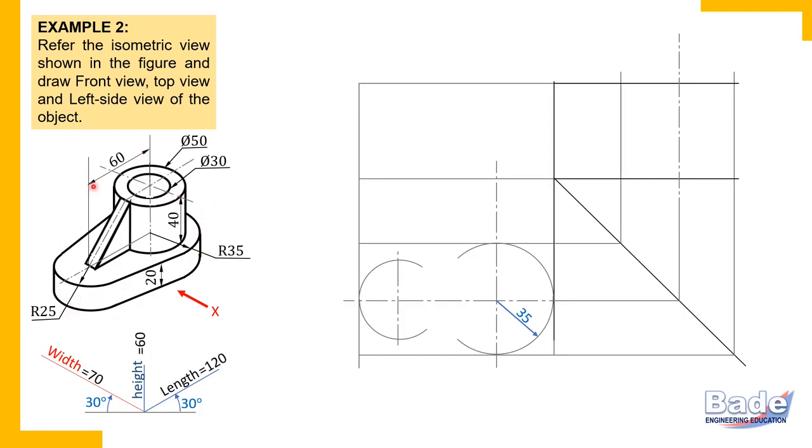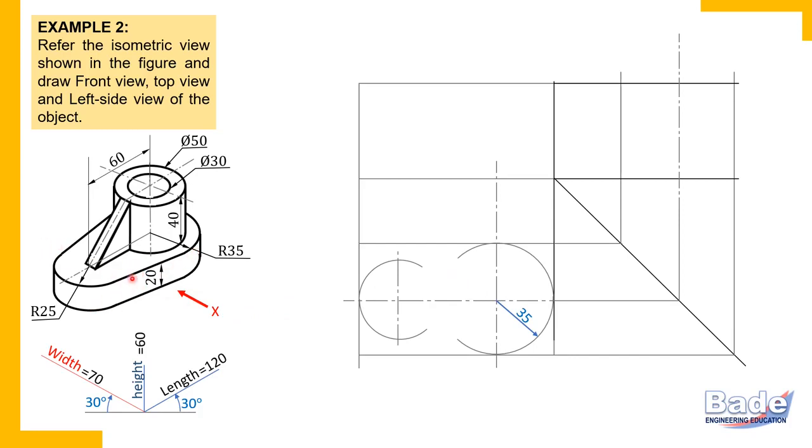This edge is not parallel to the length axis. Similarly, this edge also is not parallel to the length axis. These are inclined edges, non-principal edges. So how to draw these two edges? Now there are no principal edges. These two are the non-principal edges, that is, these two edges.